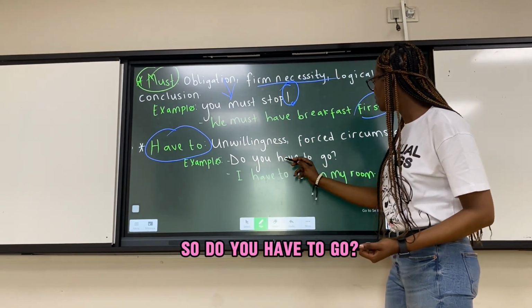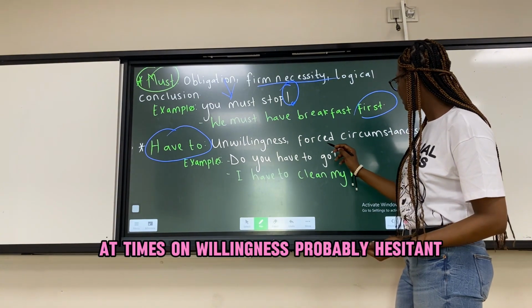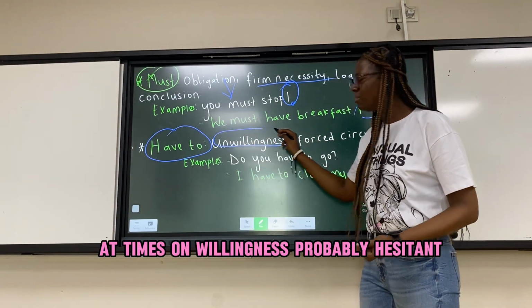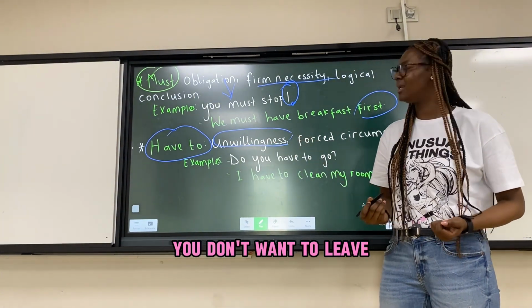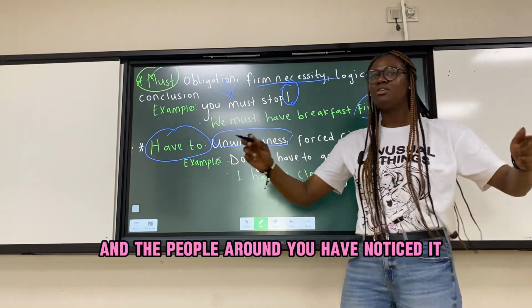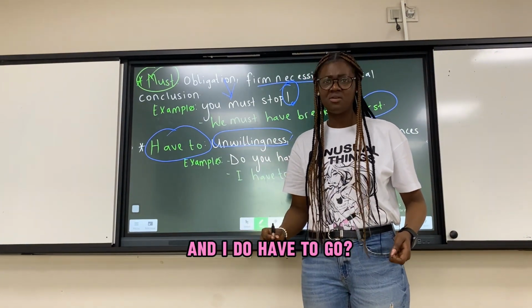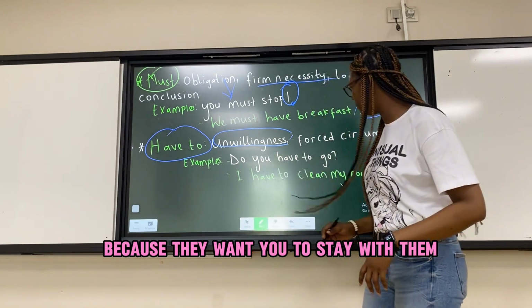So, do you have to go? At times, unwillingness. Probably you are hesitant, you don't want to leave. And the people around you have noticed it and they're like, do you have to go? Because they want you to stay with them.